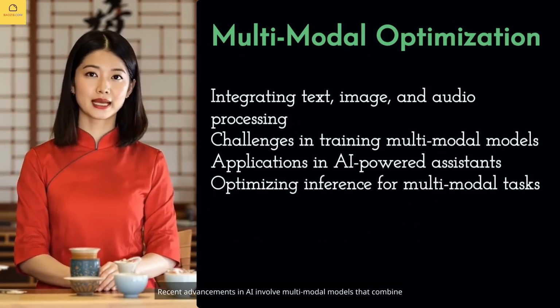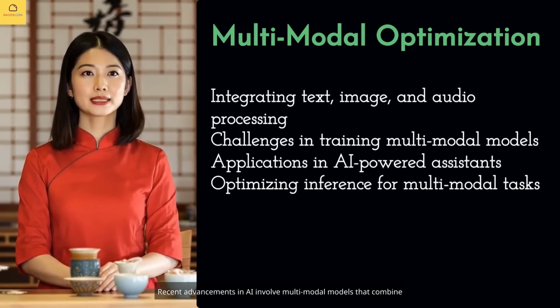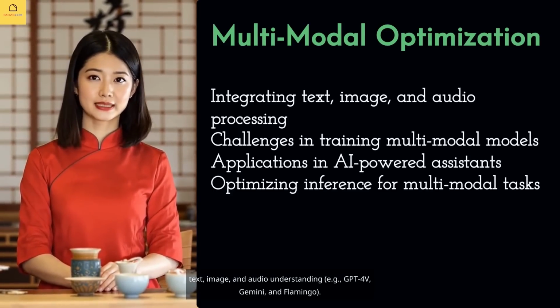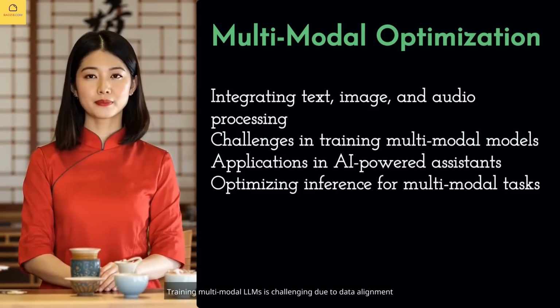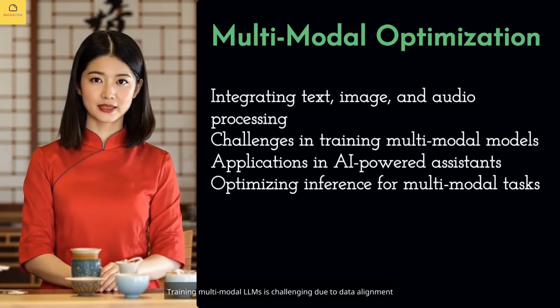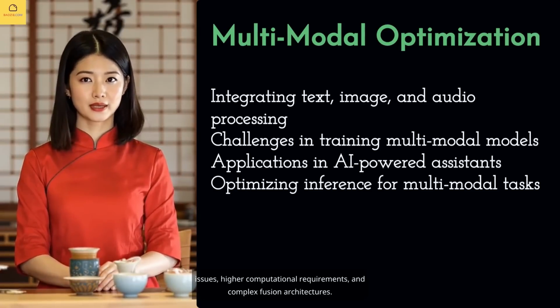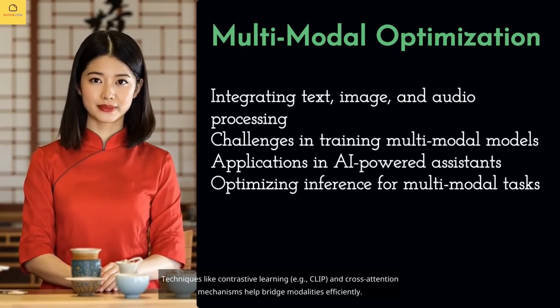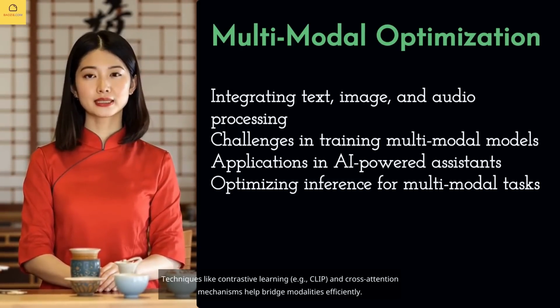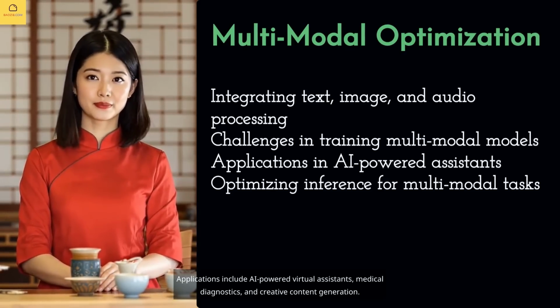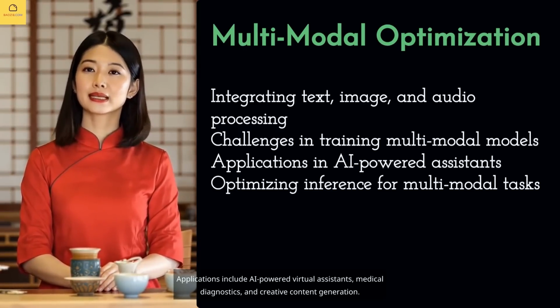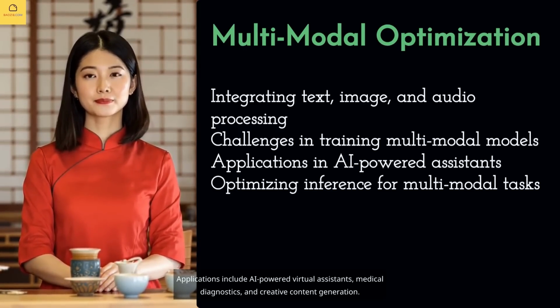Recent advancements in AI involve multimodal models that combine text, image, and audio understanding, e.g., GPT-4v, Gemini, and Flamingo. Training multimodal LLMs is challenging due to data alignment issues, higher computational requirements, and complex fusion architectures. Techniques like contrastive learning, e.g., CLIP, and cross-attention mechanisms help bridge modalities efficiently. Applications include AI-powered virtual assistants, medical diagnostics, and creative content generation.